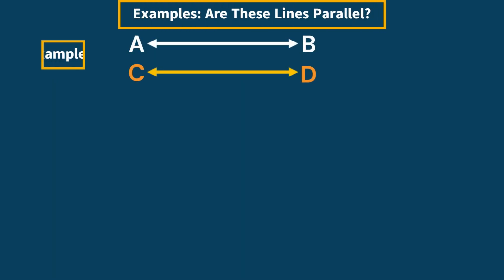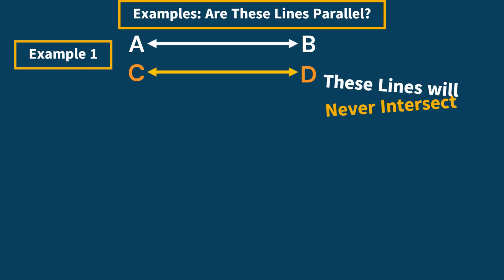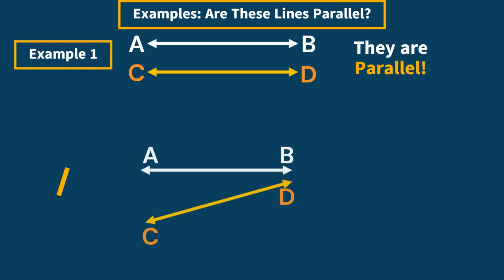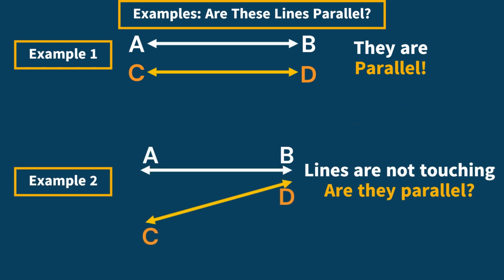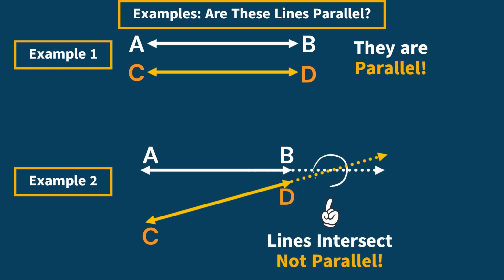Are these lines parallel? We can see here that the lines, even if they continue to grow, will never intersect or touch each other. When that is the case, that means the lines are parallel. Let's look at this next example. Right now, the lines are not touching. Does this mean they are parallel? What happens if the line continues to grow? If the lines keep growing, we can see that they will intersect. Since the lines intersect, that means they are not parallel.